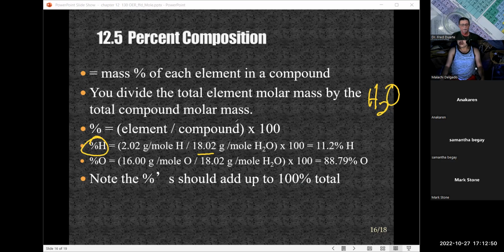The part over the whole, the part is the hydrogen, okay? Divided by the whole, which is the whole molar mass of the molecule, times 100 gives you the percent composition for hydrogen in water, which in this case is 11.2%. You do the same for oxygen. There's one oxygen at 16 divided by 18.02 times 100. Oxygen brings in 88.8%, the percent composition for oxygen in the formula of H2O.